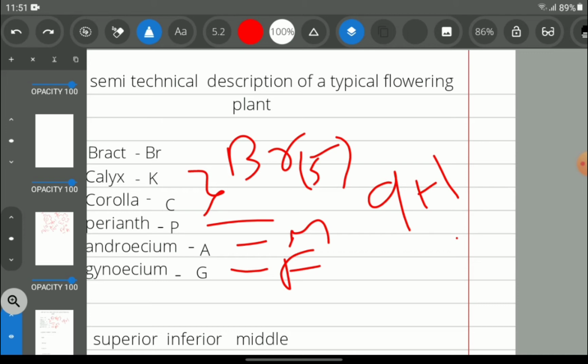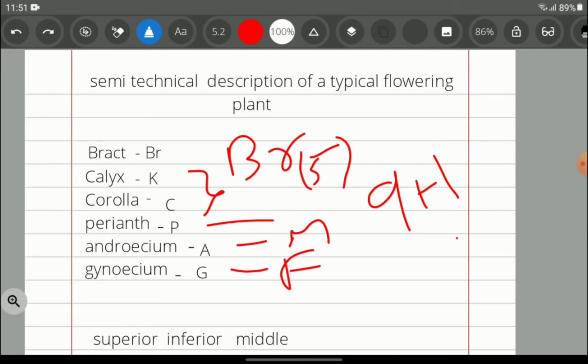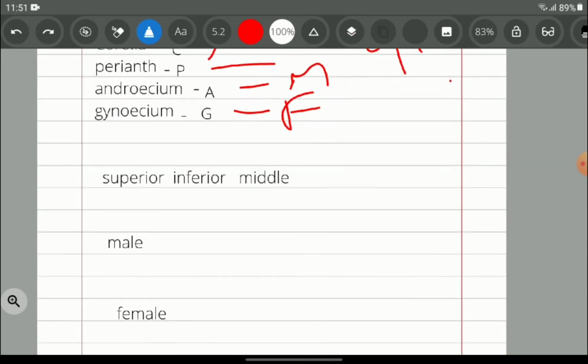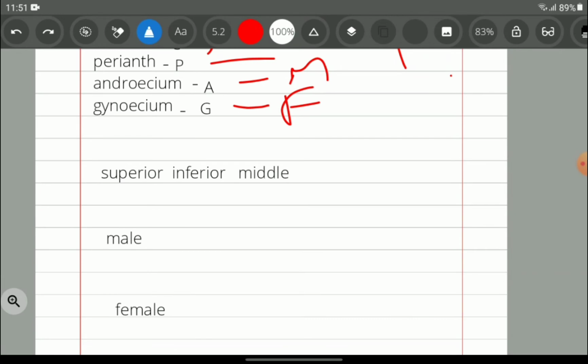Okay, then same with the androecium and the gynoecium. And then in gynoecium, that means in the female part, we have some cases to be studied, that is the superior ovary, the inferior ovary, and the perigynous type of flower. So here the superior ovary. What do you say for the superior ovary? It is called as hypogynous. The gynoecium is inferior and the ovary is the superior part, so it is called as hypogynous.